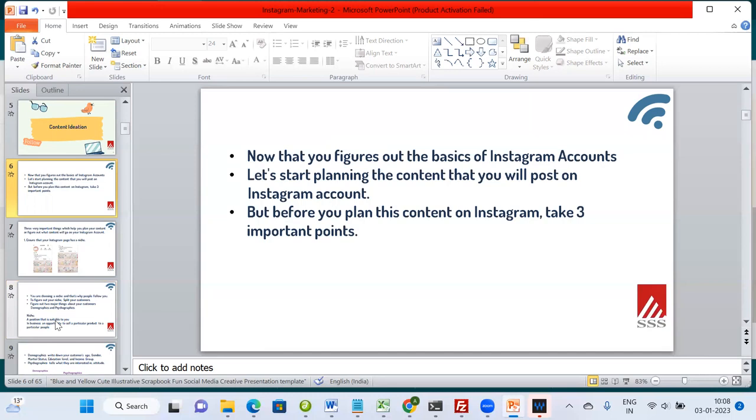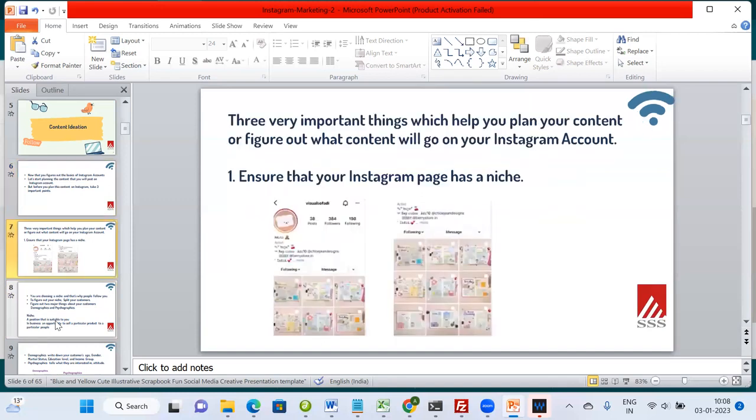To figure out the basics of Instagram accounts, we have already discussed different types of Instagram accounts in the previous session. So let's start planning the content that we will be posting on our Instagram account. But before we plan the content, there are basically three very important things which will help us figure out what content will go on our Instagram account.